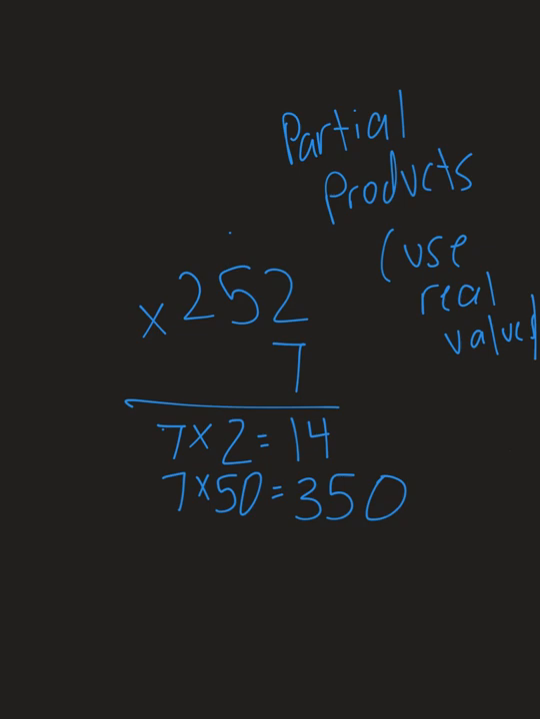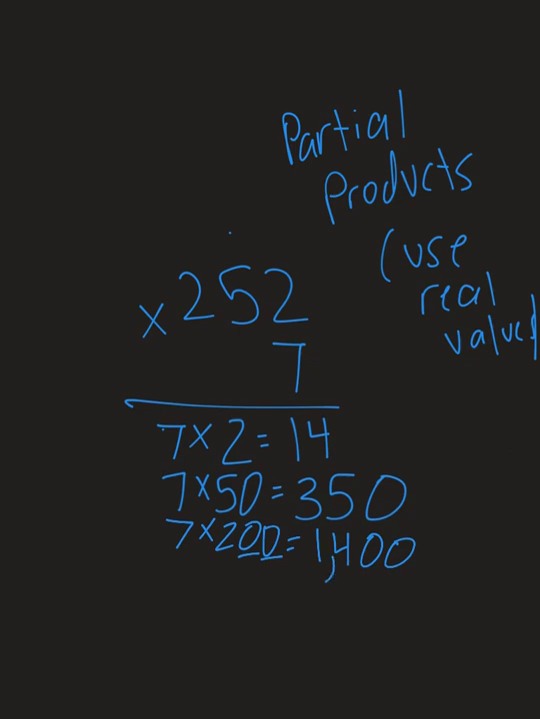And then finally, we have to do 7 times our hundreds place. We're not just going to do 7 times 2 because this is partial product strategy. We have to use the real values. So we have to do 7 times 200. And what's 7 times 200? Well, 7 times 2 is 14, just like we figured out up here. And there's no zeros in 7, 2 zeros in 200. So I'm going to add 2 zeros to the end of that for a total of 1400.